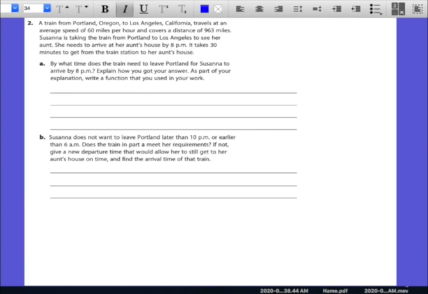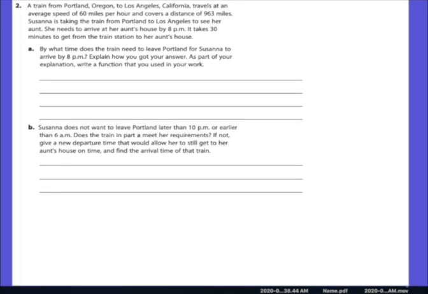So this problem says a train from Portland, Oregon to Los Angeles, California travels at an average speed of 60 miles per hour and covers a distance of 963 miles. Susanna is taking the train from Portland to Los Angeles to see her aunt. She needs to arrive at her aunt's house by 8 p.m. It takes 30 minutes to get from the train station to her aunt's house.